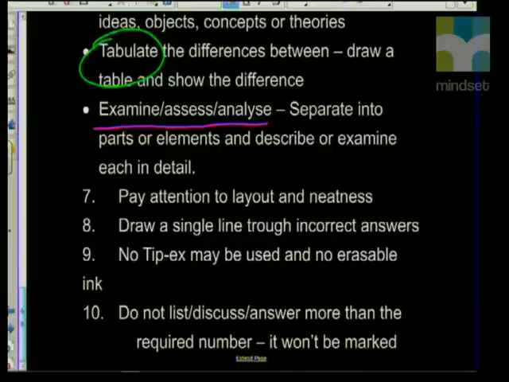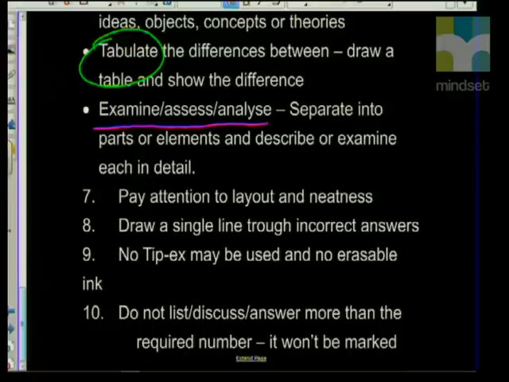A few other pointers on answering questions in section B would be to pay attention to the layout and the neatness. Make sure that you leave open lines between your questions, so that people can easily read what you are writing. You have to remember that when you write your final paper, it's not your own teacher who knows your handwriting that will be marking that paper.